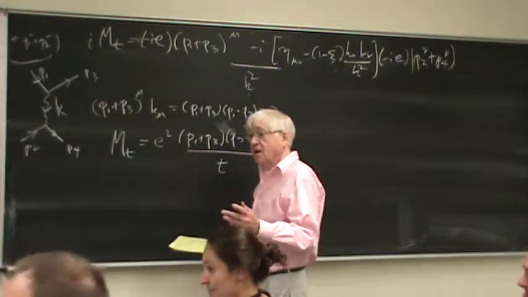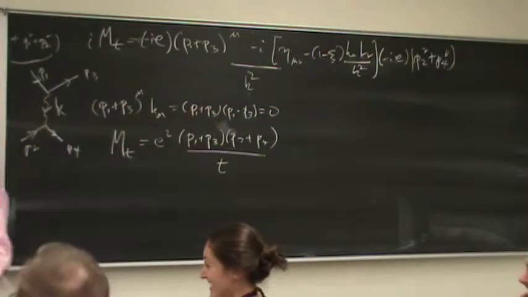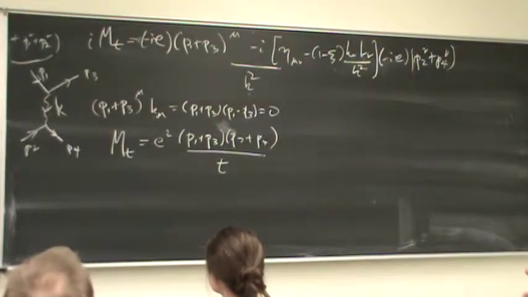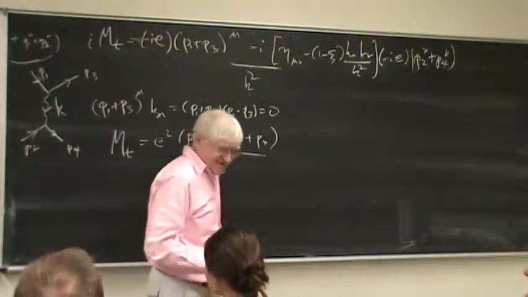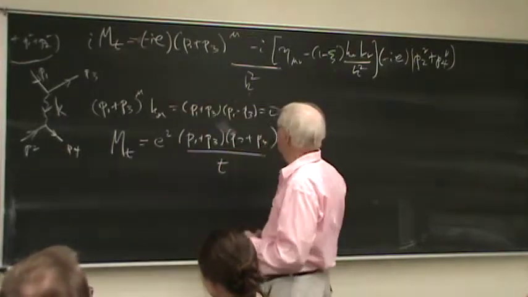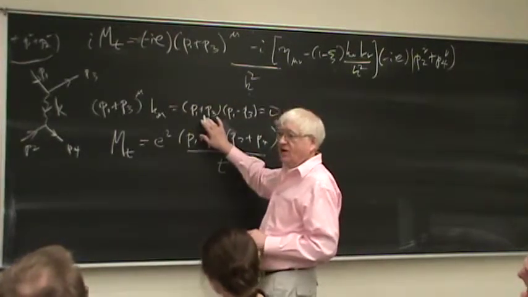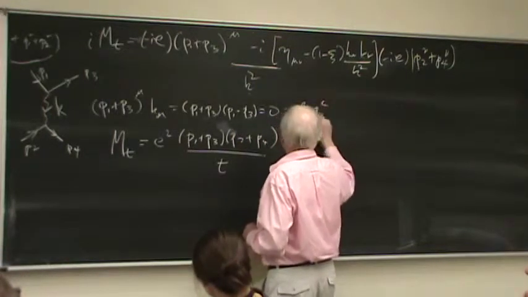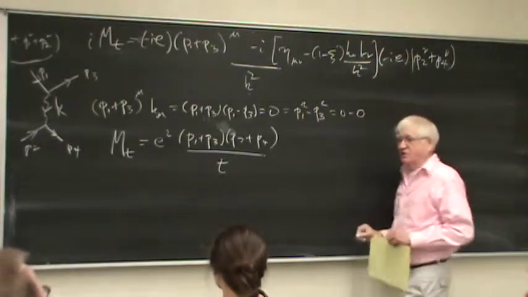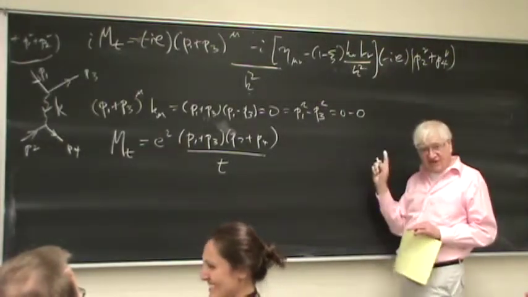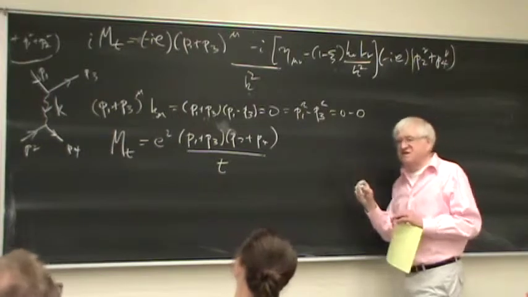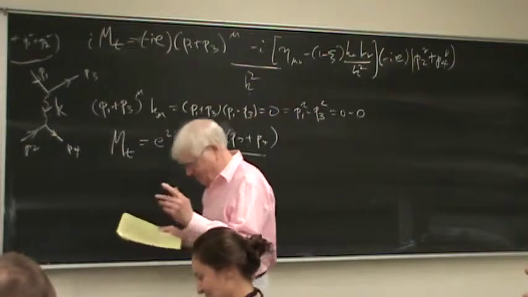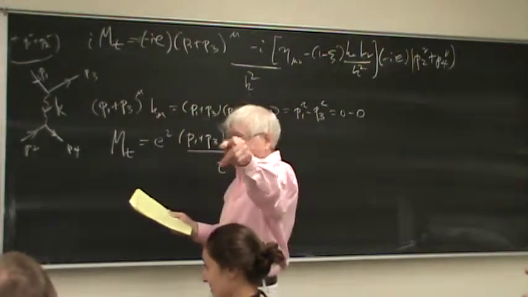Yes? I think a lot of us failed high school algebra. Sorry, say that again. I think a lot of us failed high school algebra. As you said, by high school algebra, that's 0. How is that 0? Oh. Well, these things are on shell. So it's equal to P1 squared minus P3 squared. But that's 0 minus 0. So if it were a massive particle, it would still vanish, but it's a photon, so it's doubly 0.